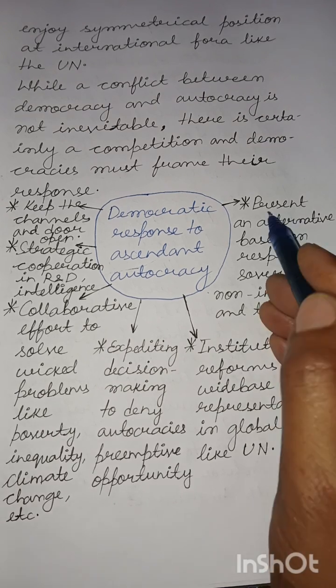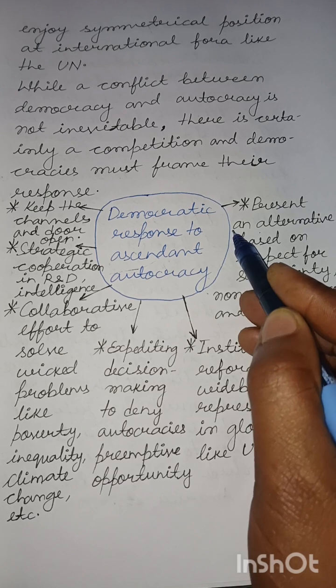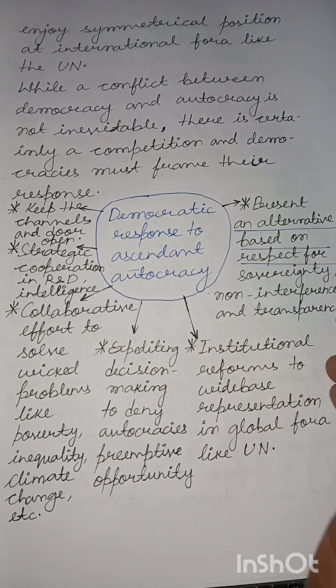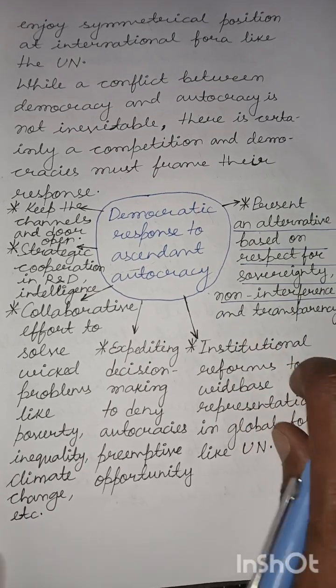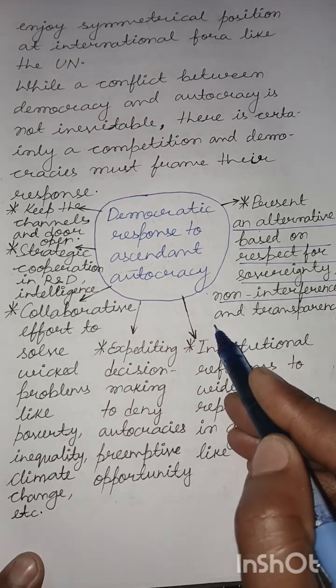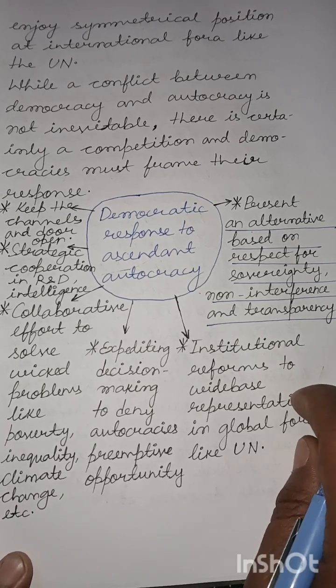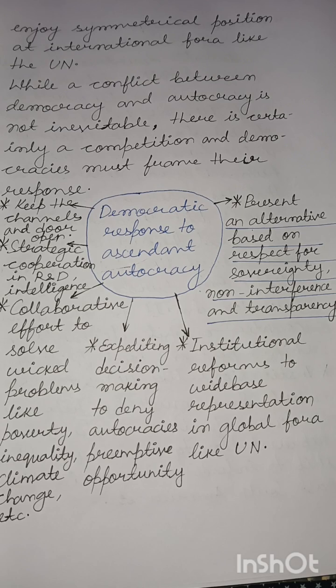It should be presenting an alternative based on respect for sovereignty, non-interference, and transparency. The thing is, even today, the democratic alliance is slightly stronger than the autocratic alliance in economic power, or even in, you could say, comprehensive power, like its soft power and all those things.